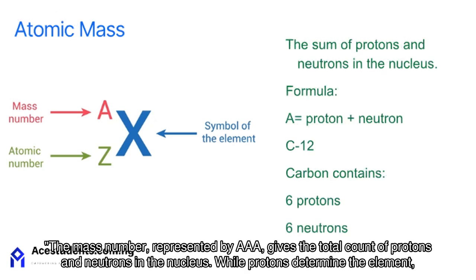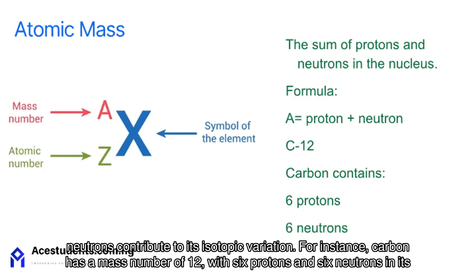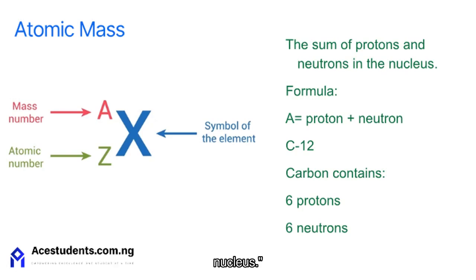The mass number, represented by A, gives the total count of protons and neutrons in the nucleus. While protons determine the element, neutrons contribute to its isotopic variation. For instance, carbon has a mass number of 12, with 6 protons and 6 neutrons in its nucleus.